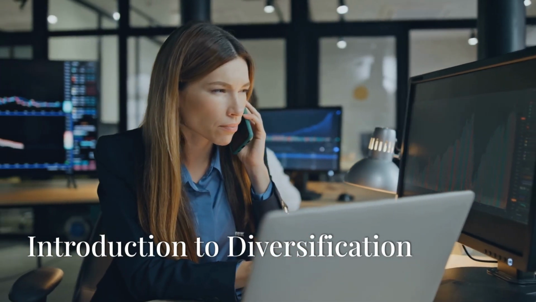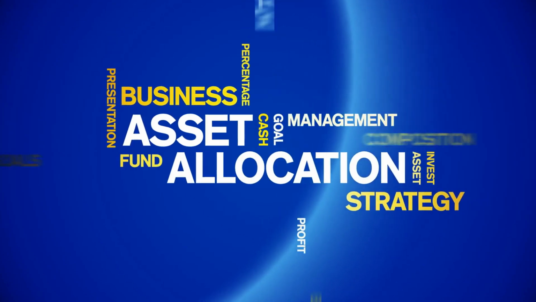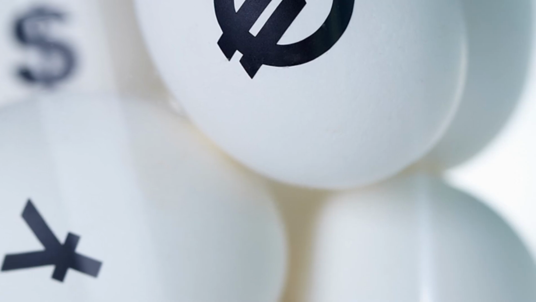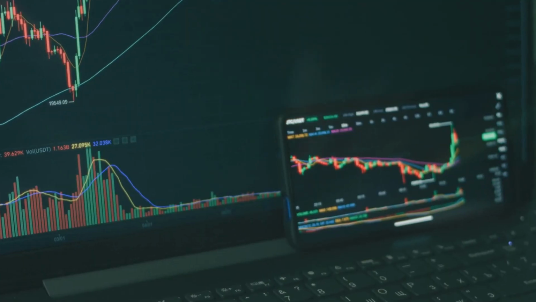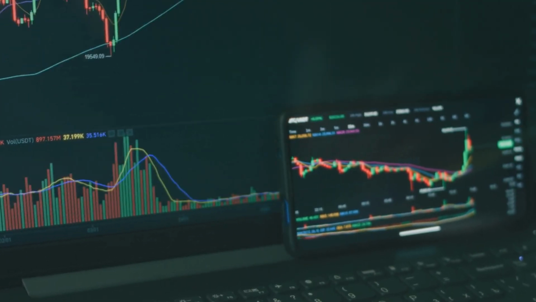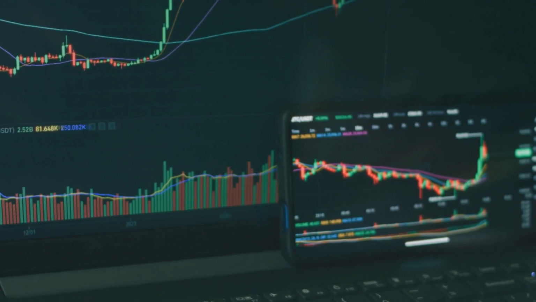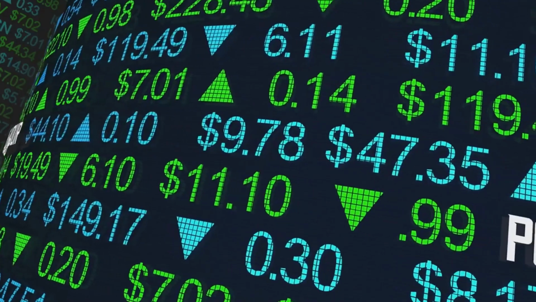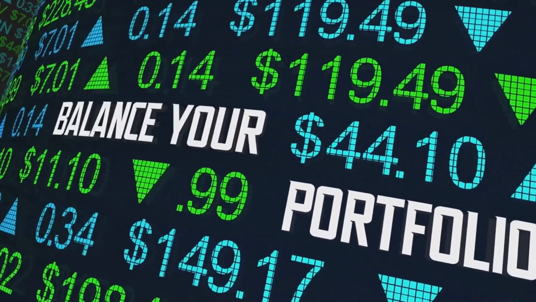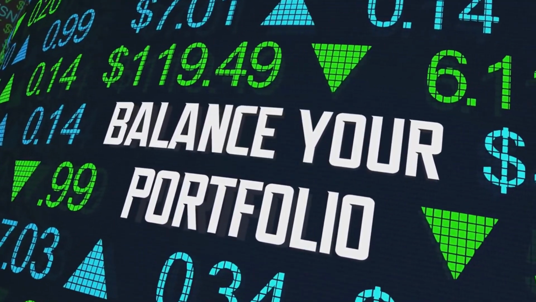Diversification is a cornerstone of prudent investing. It involves spreading investments across various assets to minimize risk. The basic idea is simple: don't put all your eggs in one basket. By holding different types of investments, you can protect your portfolio from the volatility of any single asset. This strategy helps balance the risks and returns within your investment portfolio.